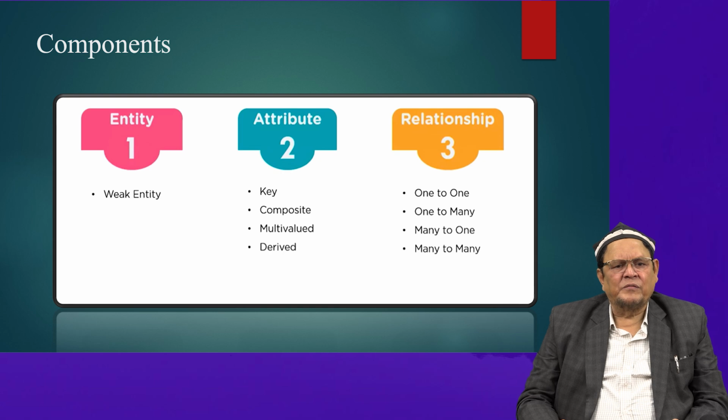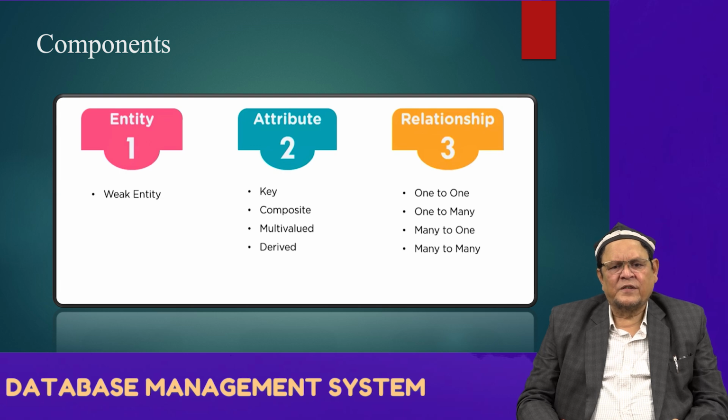Components of an ER diagram. The components of an ER diagram are entities, attributes, and relationships. An ER diagram in databases uses entities like categories, attributes like details, and relationships as connections. It is a visual tool that simplifies how information fits together, making database design and implementation easier.